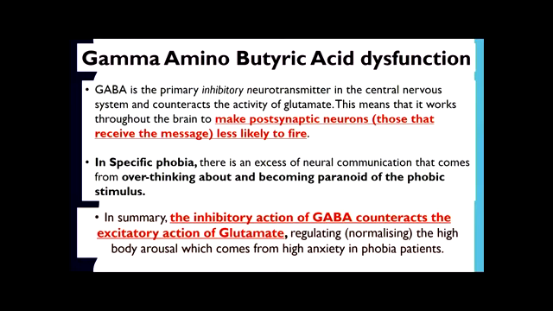GABA dysfunction is situated within chapter 13 in most of your books where we talk about specific phobia. So GABA dysfunction is one of those risk factors that increase the risk of someone getting specific phobia. Is GABA an excitatory or inhibitory neurotransmitter? Inhibitory. What does inhibitory mean?